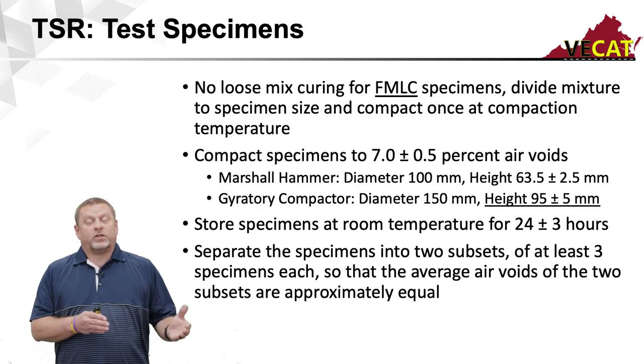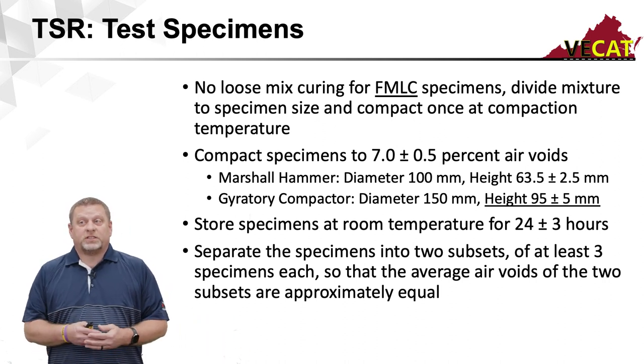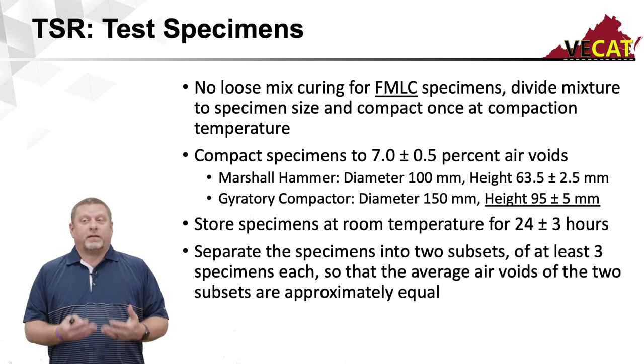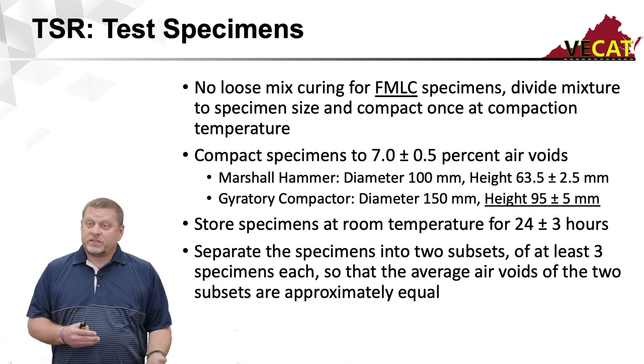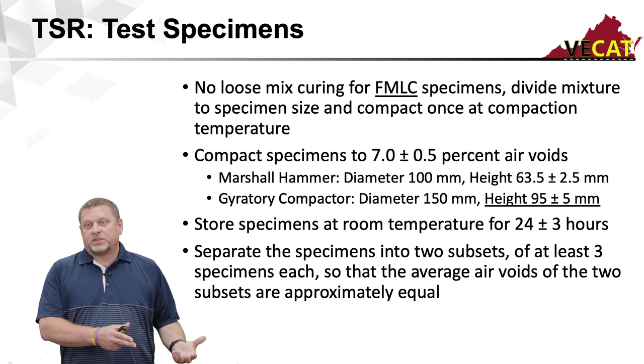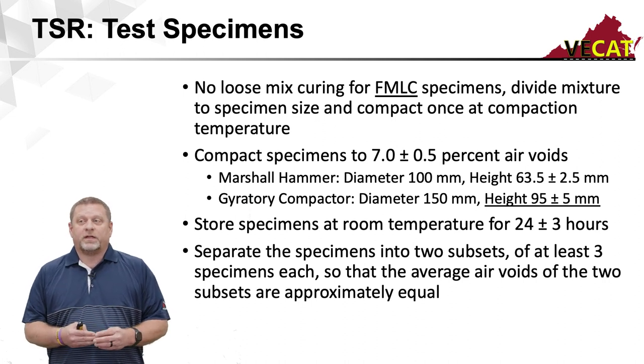Since we're actually doing field mix and not plant lab produced mix, there's no loose mix conditioning requirement for the TSRs. All we do is bring our mix up to compaction temperature, split it out to the right compaction to the specimen weight, and make our specimens. We want to compact our specimens, same as all the other tests, to 7 ± 0.5% air voids. Specimen height depends on whether I'm doing a Marshall hammer specimen, which is 4 inches or 100 millimeters, or a gyratory specimen, which would be 6 inches or 150 millimeters.